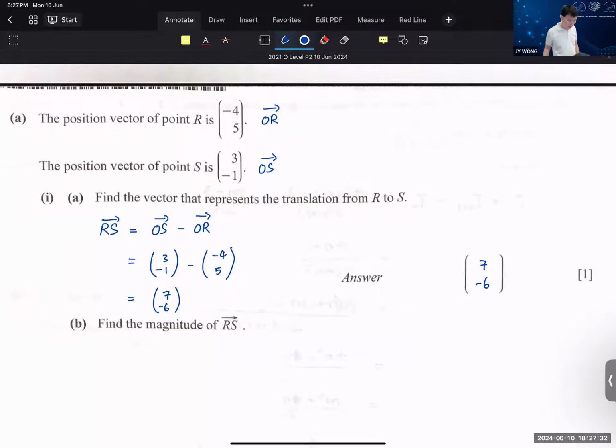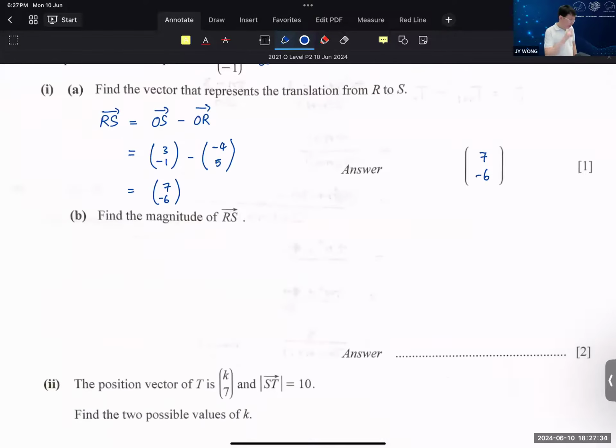Okay, next, find the magnitude of RS. So magnitude RS, indicated by mod RS, is equal to the square root. This is your Pythagoras theorem basically. So 7 squared plus -6 squared, which will give you 9.22 in 3 significant figures.